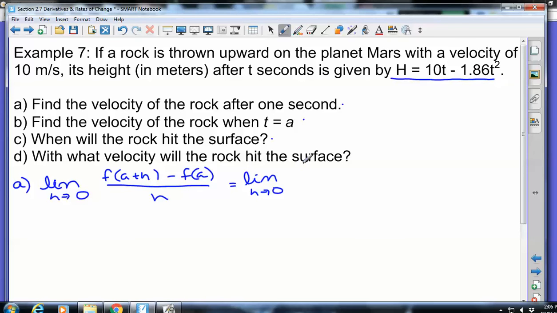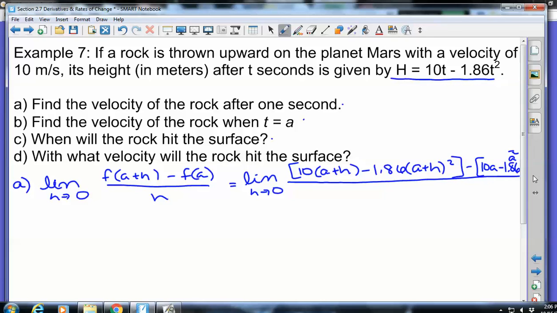Alright, f of a plus h. If I plug a plus h into this equation, it is replacing your t's. So you would have 10 times a plus h minus 1.86 times a plus h squared, minus f of a, which is 10a minus, oh, I don't have space. Can I just this one time? I'm going to do the kinds of things you guys do to me when I'm trying to grade your test, and you start curving and writing up the side of the paper, and all over h.